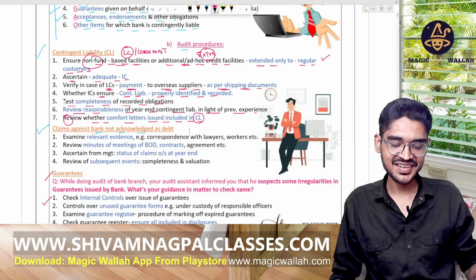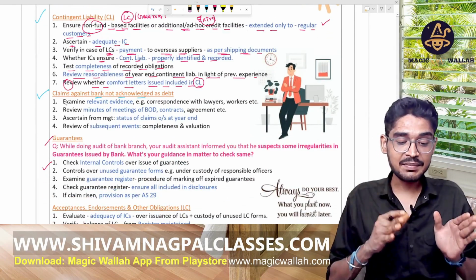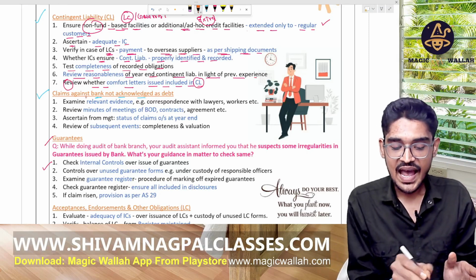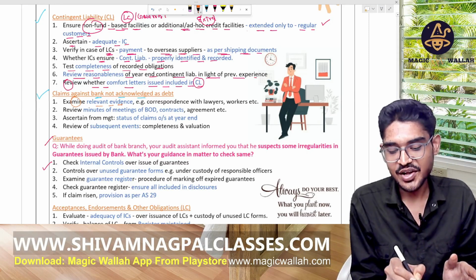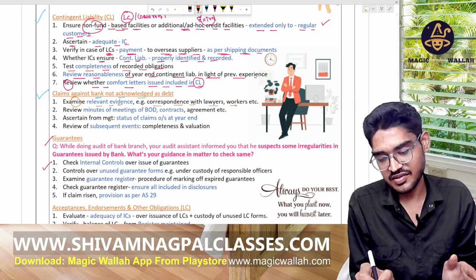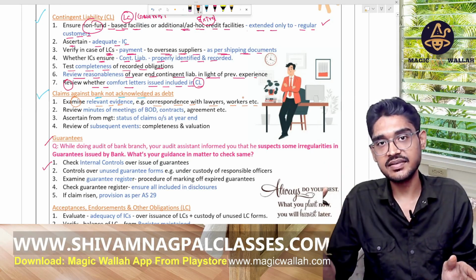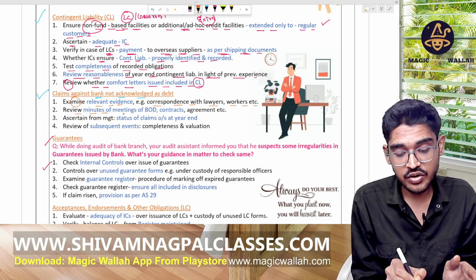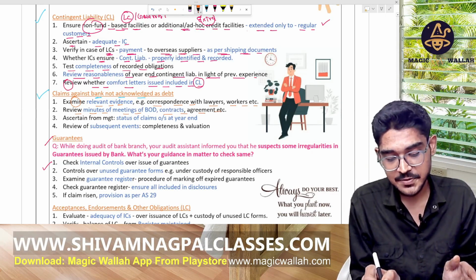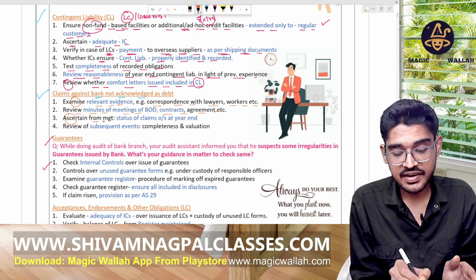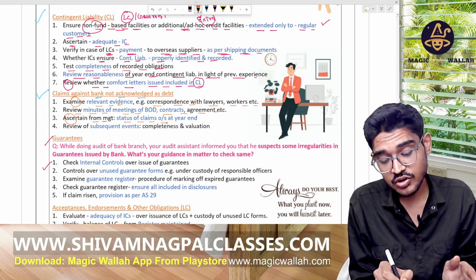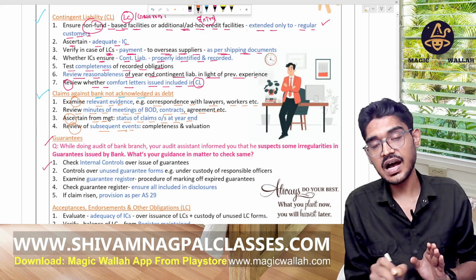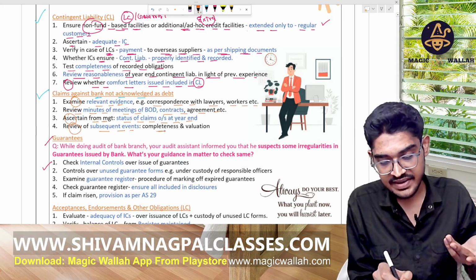Now, check this. Claims against the bank not acknowledged as debts. Examine the relevant evidence, correspondence with the lawyers or the workers, whether any case is going on against the bank that they have to pay any money in the future. Review the minutes of the BOD meetings, any contracts, any agreements. Ascertain from the management the status of the claims that are outstanding at the year end, and review the subsequent events after the balance sheet date, for completeness and valuation.